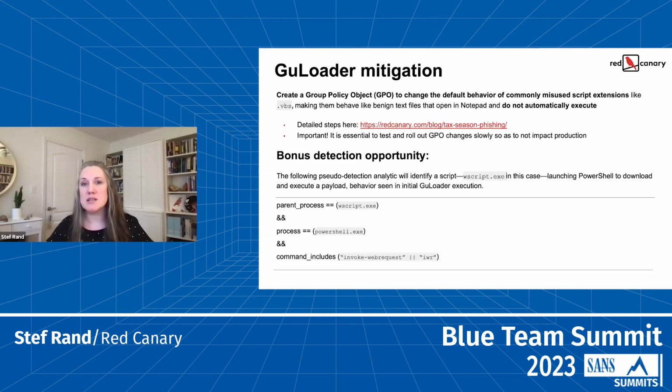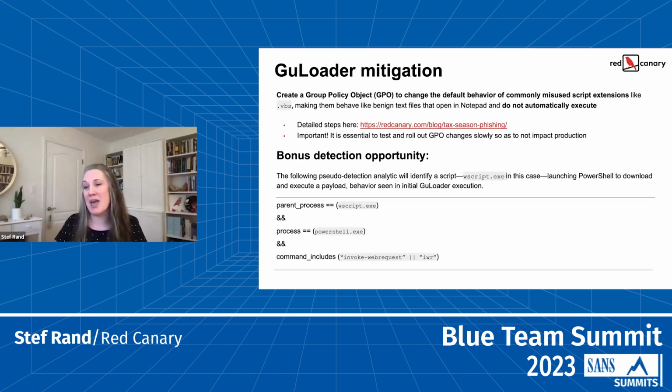If you can create a group policy object to change default behaviors for scripts, potentially malicious scripts and how they open, like VBS, for example, if you can make them open as text files in Notepad, they don't execute. That's it. You kind of cut it off at the knees, which is wonderful. Again, you're going to need to test this and roll this out slowly. But something to consider, does everyone in your environment need to be able to execute all kinds of scripts at all times? Maybe not, something to think about. This also works for other types of malware families that use a similar technique.